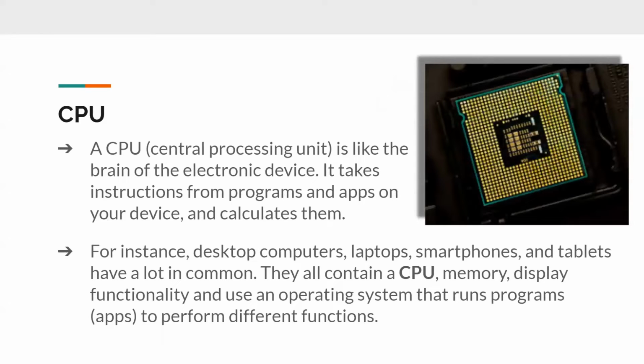Next up, we have a CPU, which stands for Central Processing Unit. It's kind of like the brains of an electronic device. It takes the instructions from programs and different apps on your device and executes them. Almost all of your devices will have a CPU, including desktop computers, laptops, smartphones, and tablets. They also have other common features like memory, display functionality, and an operating system that runs programs for different functions.